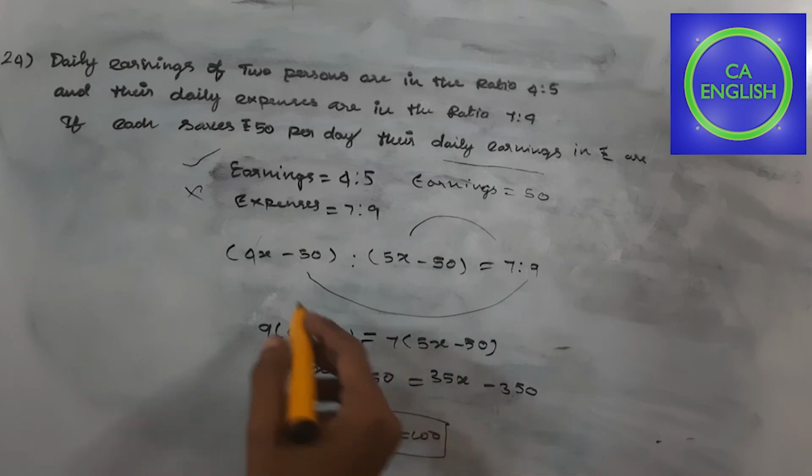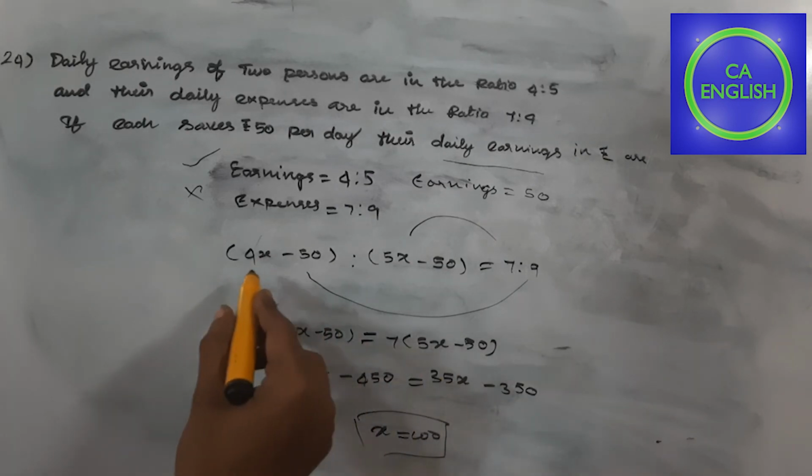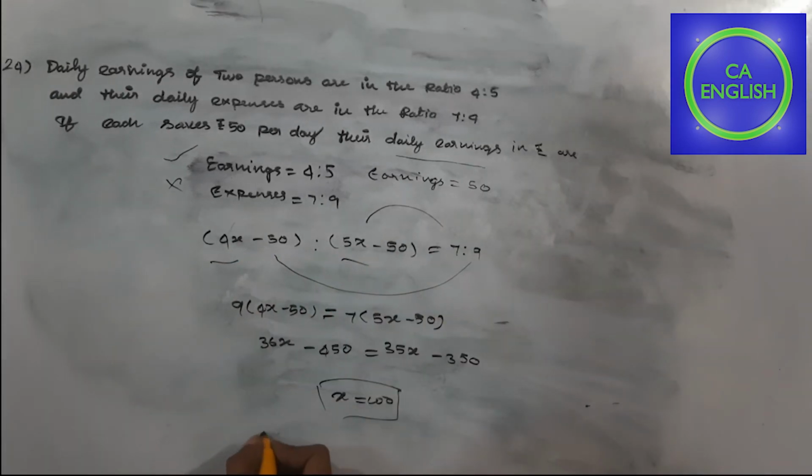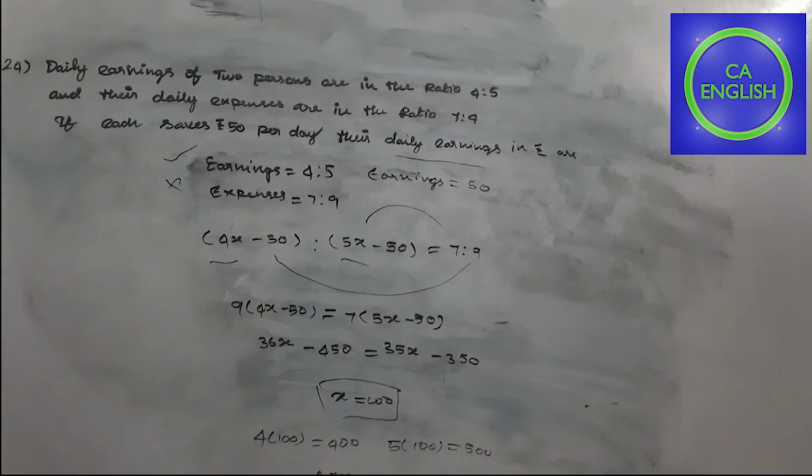Then apply the x in the place of 4x and 5x. Therefore 4 into 100 equal to 400. 5 into 100 is equal to 500 and the answer is 400, 500. These are the earnings of the two persons. Okay, the sum is over and we can go into the next sum.